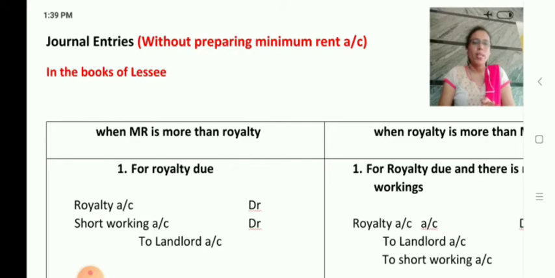Hello everyone, Namaste. In this video, let us see how to pass the journal entries when minimum rent account is not opened in case of royalty. In the last 2-3 videos, I explained the journal entries in case of royalty by using minimum rent account. Now let us see, if minimum rent account is not asked in the problem, how to pass the journal entries. Let me point out the difference between the first method and this method, then you will be able to understand it very clearly.